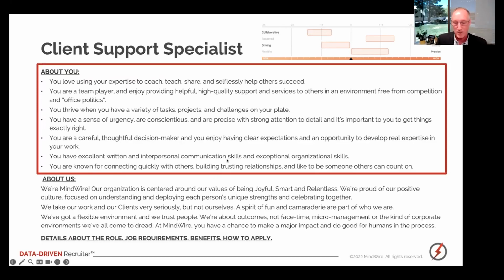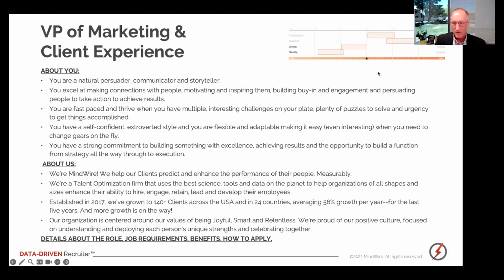Excellent written and interpersonal communication skills, exceptional organizational skills. You're going to throw some things in there that are also going to be clerical in nature. But notice this is all about you, the person, behaviors. So if I am hiring for a different position, I'm going to have different verbiage.